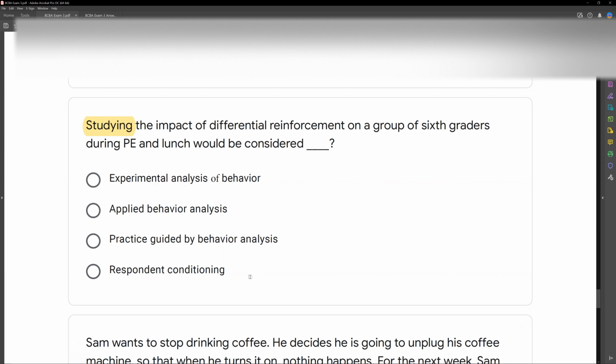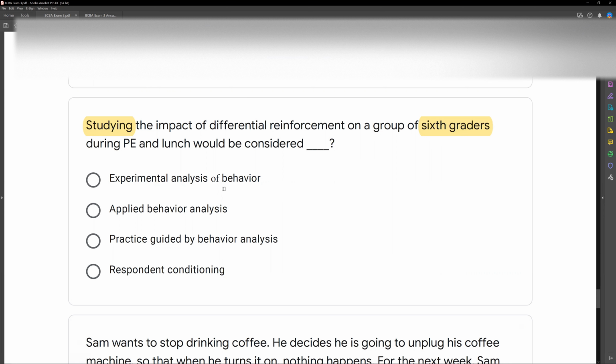And it's very confusing because we just use ABA to describe everything, right? Service, experimentation, everything. Technically, and the exam wants you to know the technical pieces, practice guided by behavior analysis is our direct intervention. It's what our RBTs are doing day in and day out. Here, we're still studying using behavior analysis, right? And we're studying what? We're studying humans, a group of 6th graders, okay?